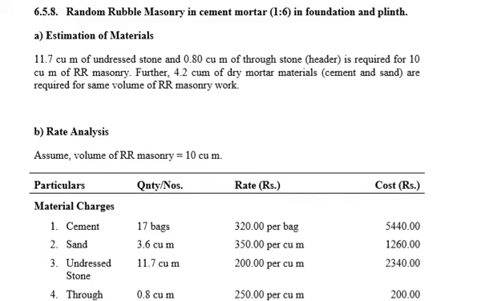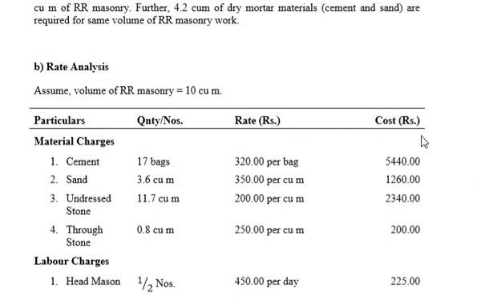Further, 4.2 cubic meter of dry mortar material, cement and sand, is required for the same volume of random rubble masonry. So note the key point: for 10 cubic meter of random rubble masonry, 11.7 cubic meter of undressed stone and 0.80 cubic meter of header stone are required, and 4.2 cubic meter of dry volume is required. Now come directly to the rate analysis.